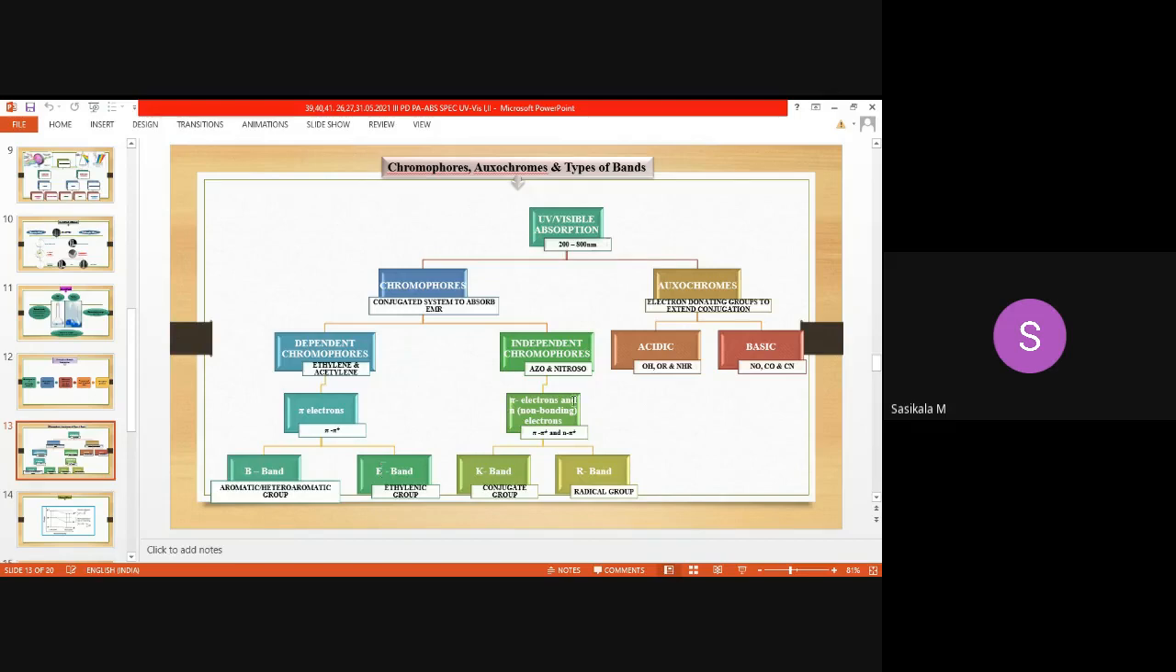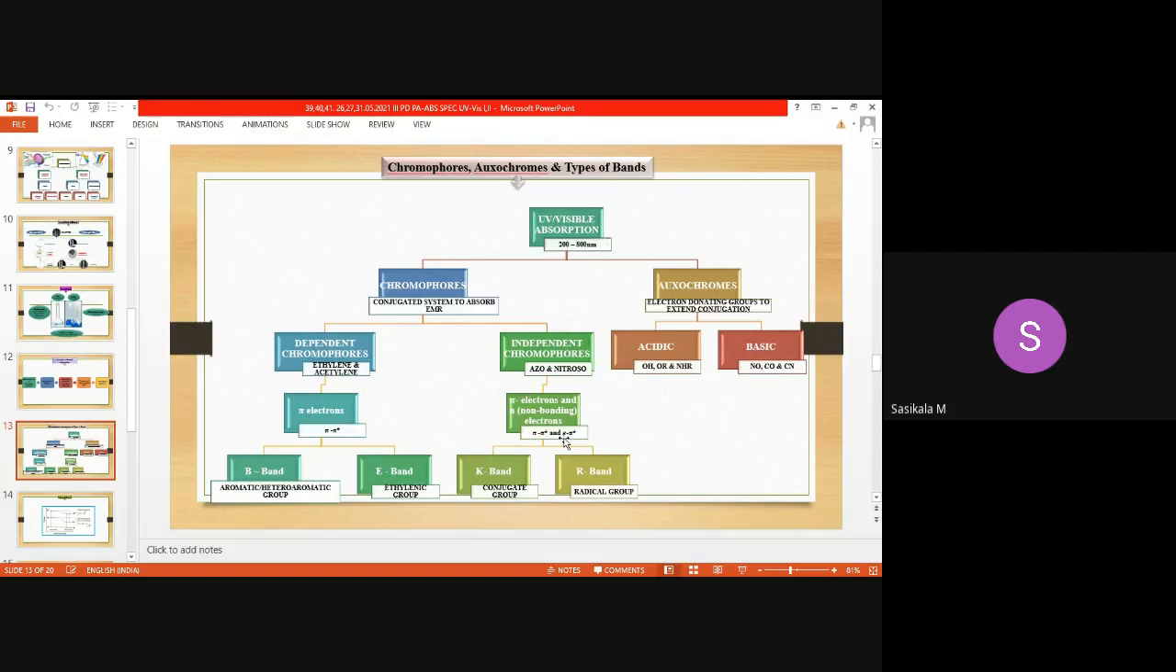Then coming to independent chromophores. When it is giving n electrons and pi electrons, both electrons, when they go for absorption and move from the ground state to the excited state, what kinds of bands will we get? K band and R band. K represents the conjugate band. It is due to the conjugated group, alternating double bonds present in the compound. Then R band represents the radical band. Radical represents the non-bonding electrons present over the nitrogen group or azo group, oxygen and nitrogen groups, whatever. Radical means the lone pair of electrons present on that, which represents n electrons.